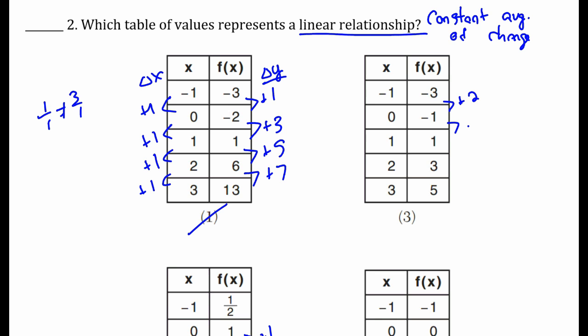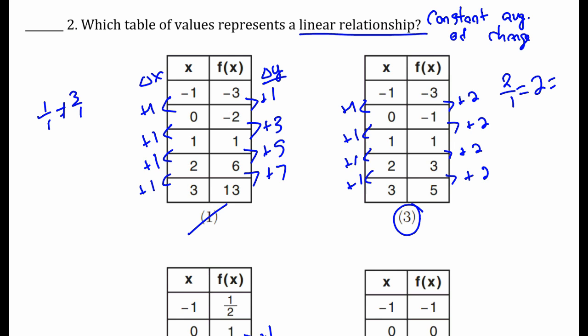That's a plus 2. That's a plus 2. That's a plus 2. This looks promising. That looks like a plus 2. Plus 1, plus 1, plus 1, plus 1. So number 3 looks like it has that constant average rate of change. It has an average rate of change of 2 over 1, which is better known as 2. So the slope of the line for f of x is 2.